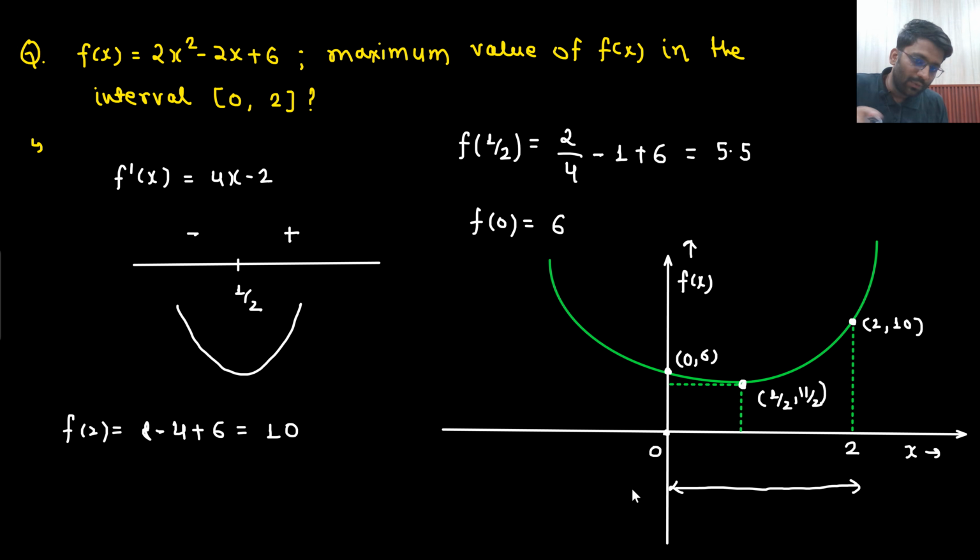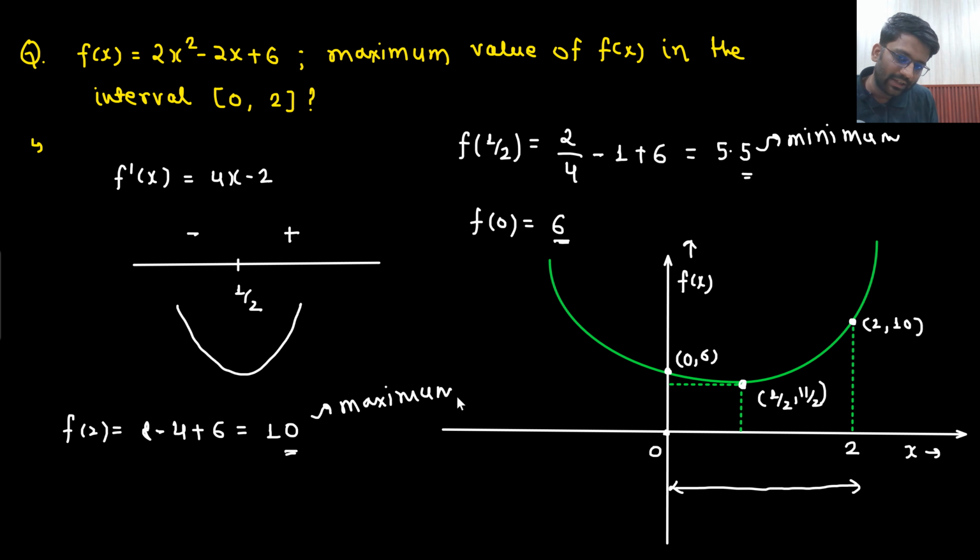So, between 0 to 2, f of 0 was 6. This was 10. This was 5.5. So, this was the minimum value. This was the minimum value. And this was the maximum value. Is that understandable to you or not? So, always draw the graph, see the nature.